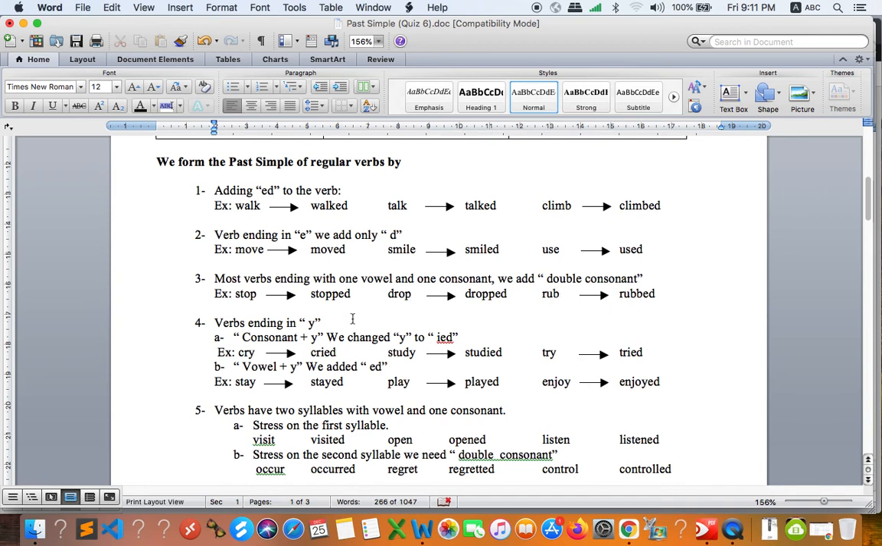Okay. Rule number 4, verbs ending in Y. Consonant plus Y. If it is a vowel plus Y, no. But if it is a consonant plus Y, yes, we have to change Y to I and add ed.